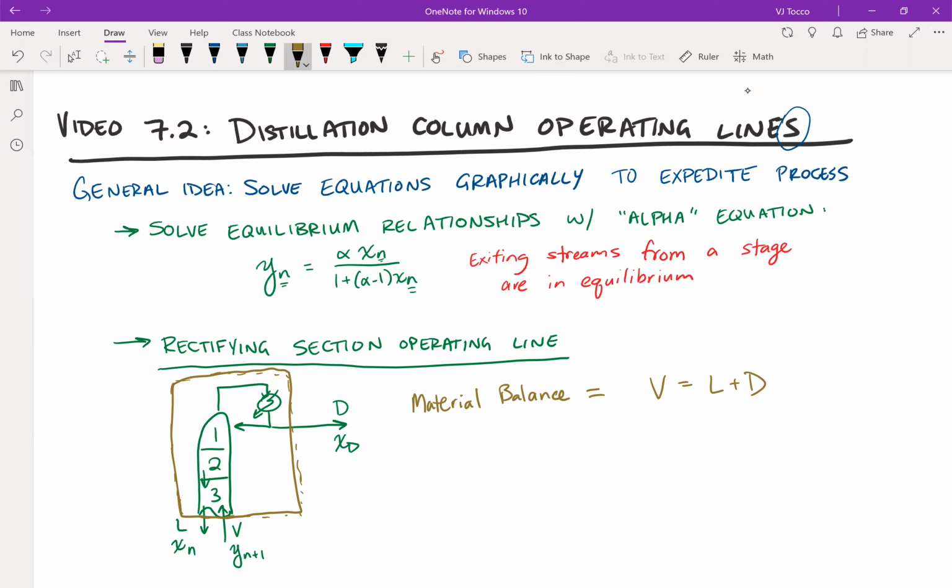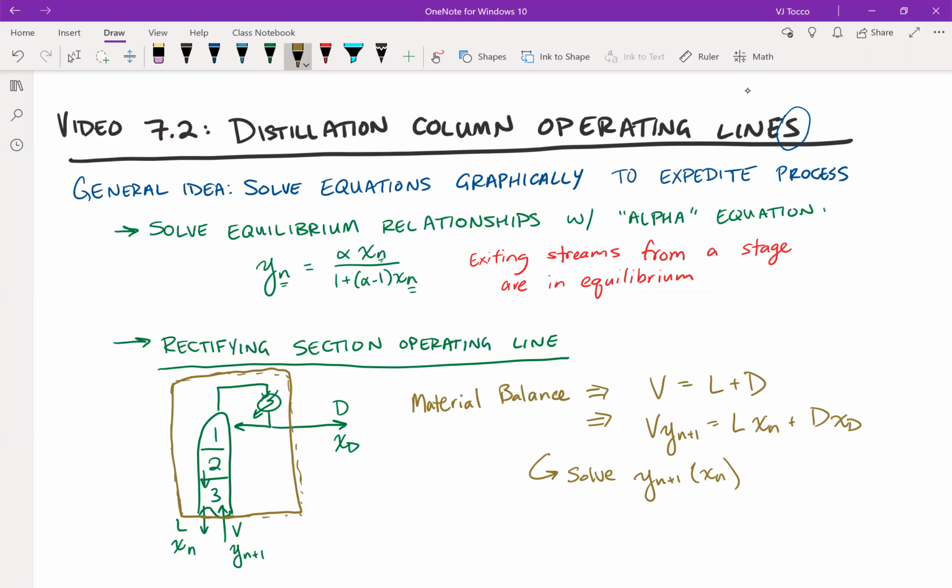I can also do a component A material balance and say that V times yn plus 1 is equal to L times xn plus D times xd. Similar to the material balances that I drew for single stages, I'm taking what's coming in and equating that to what is coming out. Notice that the second equation, the component material balance, you can rearrange to get it in y equals mx plus b form by solving for y as a function of x. So I'm going to do that step now: solve yn plus 1 as a function of xn.